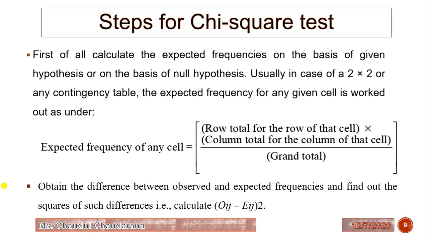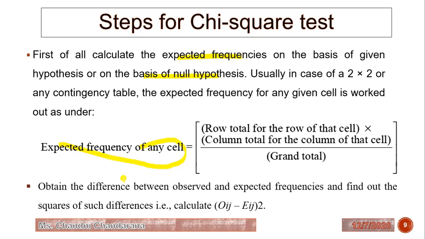Now we will see the steps for applying the chi-square test to solve a problem. First of all, we have to calculate the expected frequency on the basis of the given hypothesis, or the null hypothesis. Usually in case of a 2 by 2 or any contingency table, the expected frequency of any cell is calculated as the row total for the row of the cell times the column total for the column of the cell, divided by the grand total.